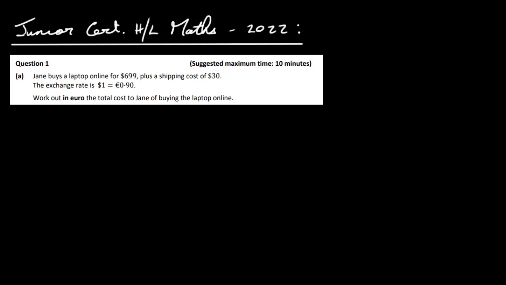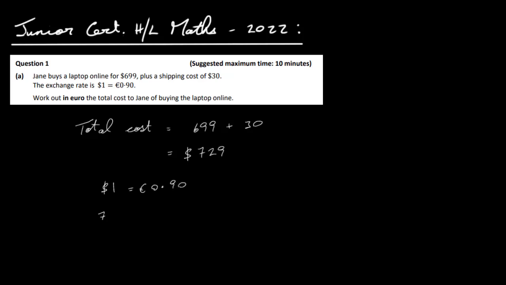So the total cost in dollars is 699 plus 30, so that's $729. Now we want to know what that is in euros, so we have an exchange rate, so we're going to put euros on the right hand side. So we've got $1 is equal to 0.90 euros.